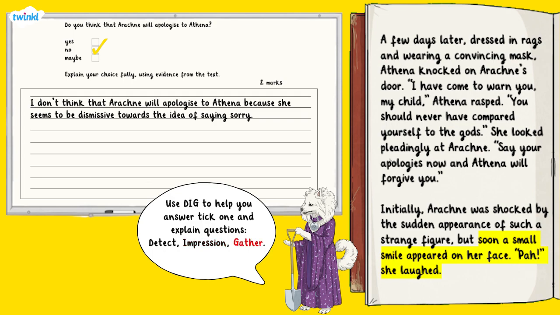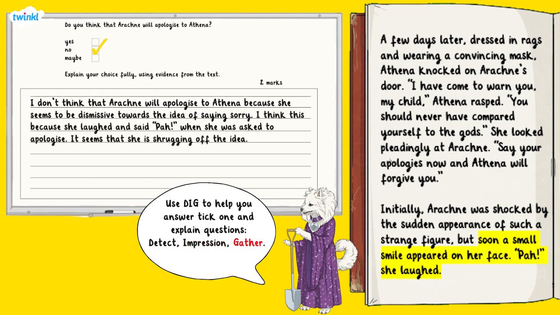Finally, I will gather my evidence and explain my point. I think this because she laughed and said, "Pah," when she was asked to apologise. It seems that she's shrugging off the idea. Remember, there's no right or wrong choice. You just need to find evidence to back up your answer. Well done if you managed to apply the DIG model correctly.